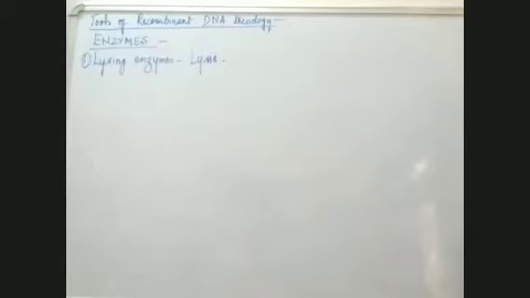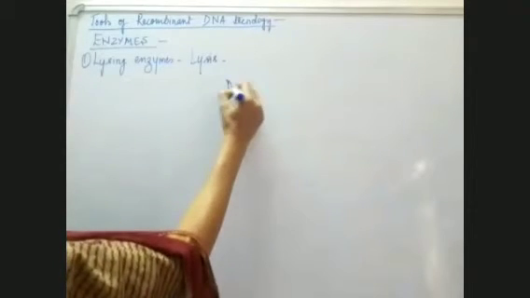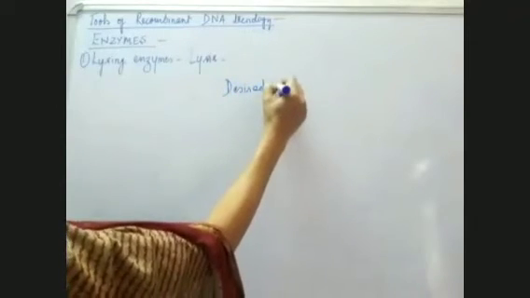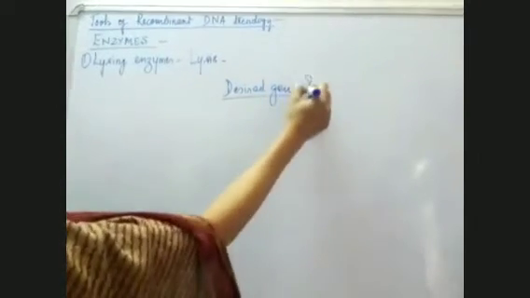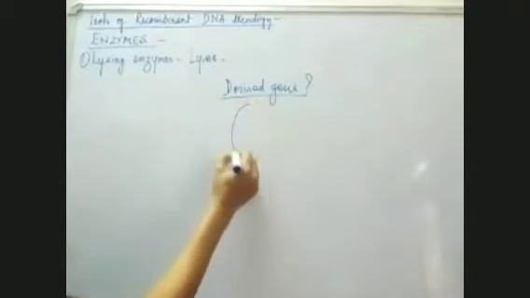This breakdown is required because we have to obtain the desired gene. For making an rDNA or recombinant DNA, we need the desired gene. And from where will we obtain the desired gene? It can be obtained from a cell.